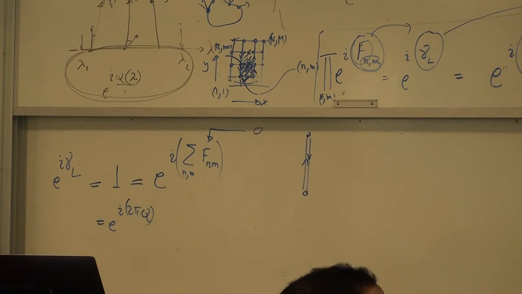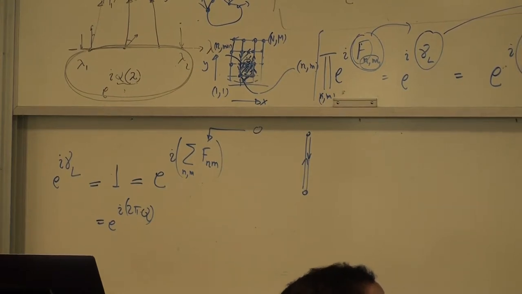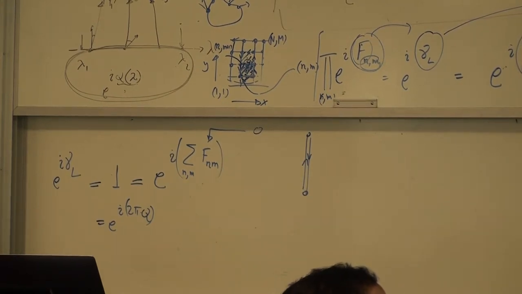What the Berry phase, or rather what this relation, tells you is that for both of them, your total e to the power i gamma L is still equal to 1. But what is different about the two is this Q, which is the Chern number. The Chern number mathematically counts how many such vortices there are on this surface, on the torus for example, or on any closed surface. How many vortices occur on the surface is counted by the Chern number.